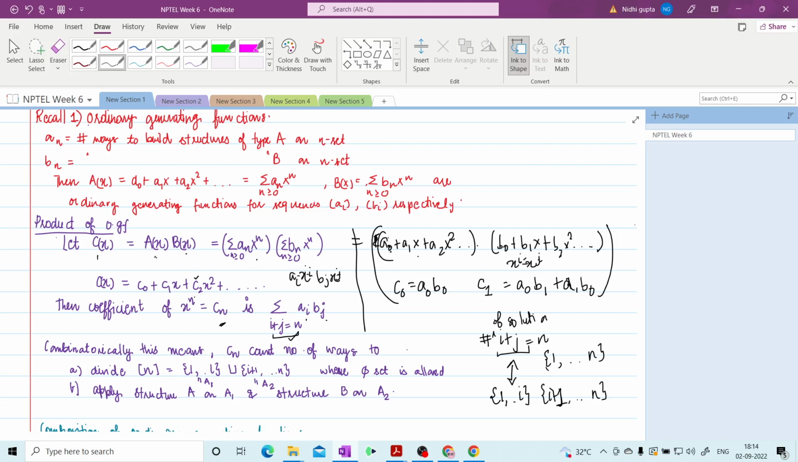So we see that if i plus j is equal to n is a solution, we can consider the partition of n as 1 to i and i plus 1 to n. But this is a special kind of partition of n. We are not considering all possible partitions. We are only considering the partitions into intervals.